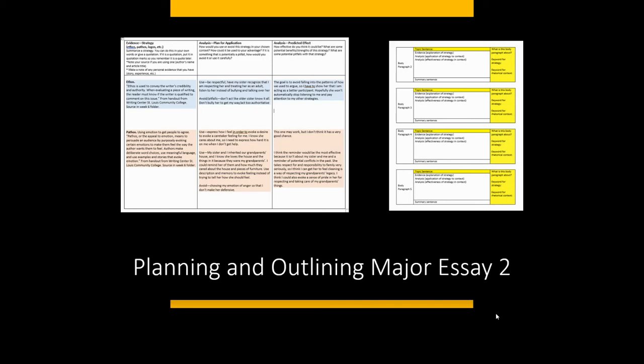Welcome to this presentation. We're going to talk about what the heck we are going to do with all of these notes and graphic organizers and ideas that we've been putting together for Major Essay 2. How are we going to translate that into a draft and an outline?